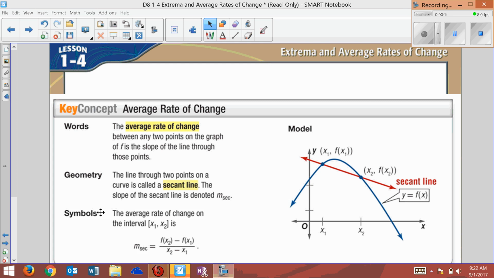All right, so the way you write that, remember m in the equation y equals mx plus b stood for slope. So they say m, which is slope, of the sec, which stands for secant. And this is how you'd find it: y minus y over x minus x. You take your second point and subtract the first point.